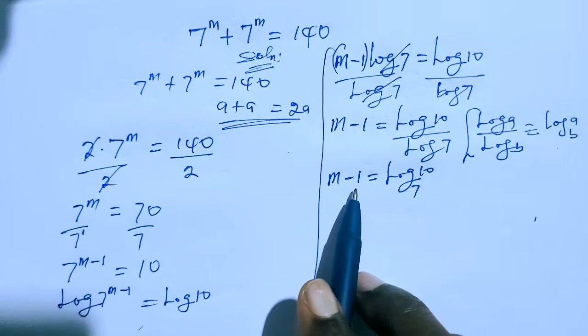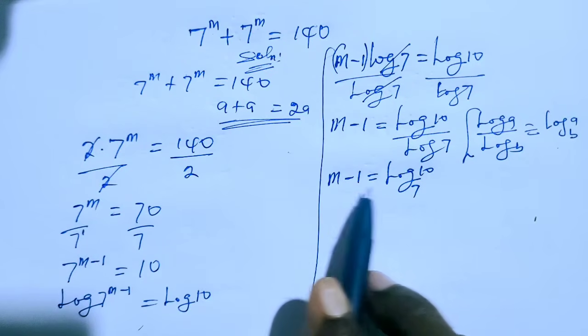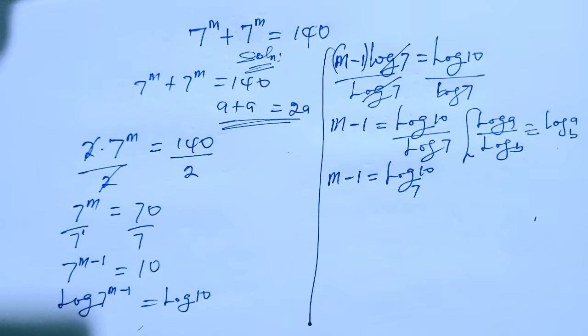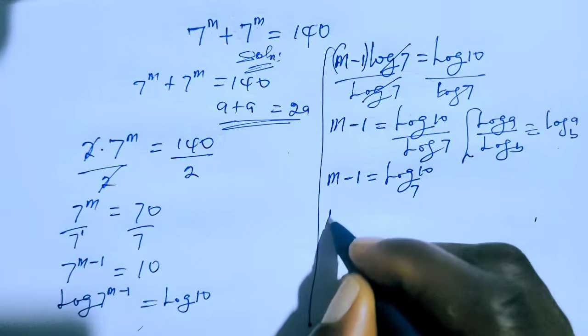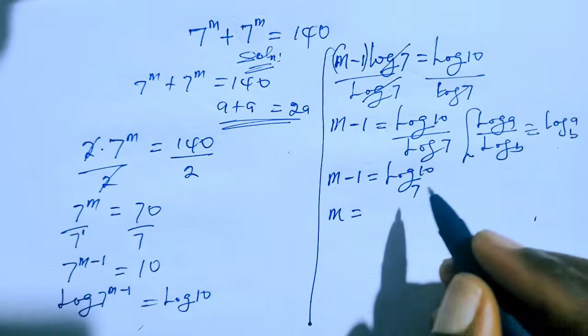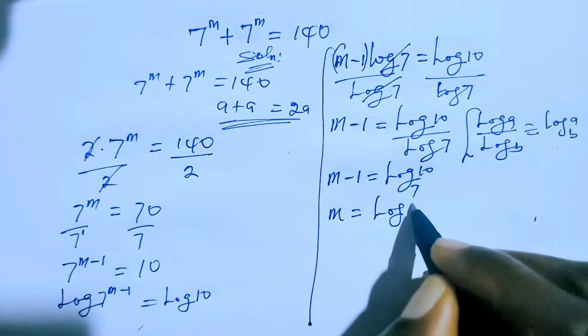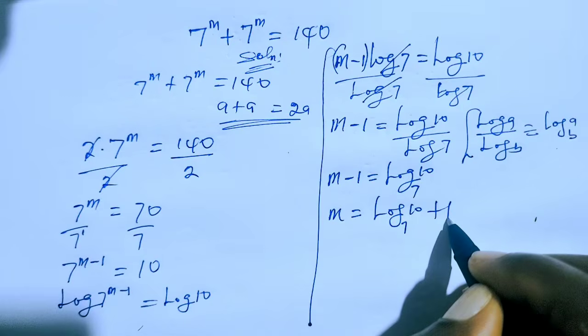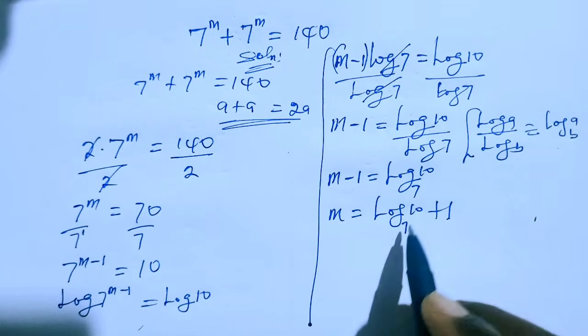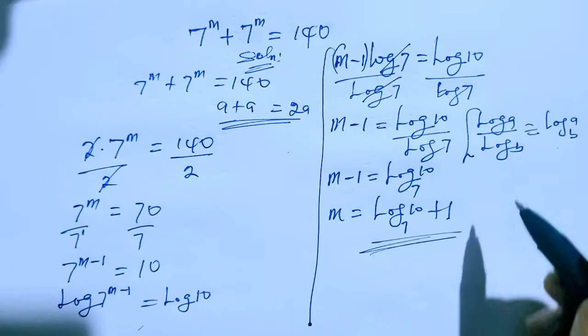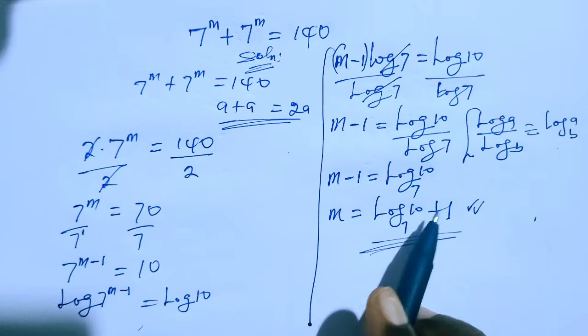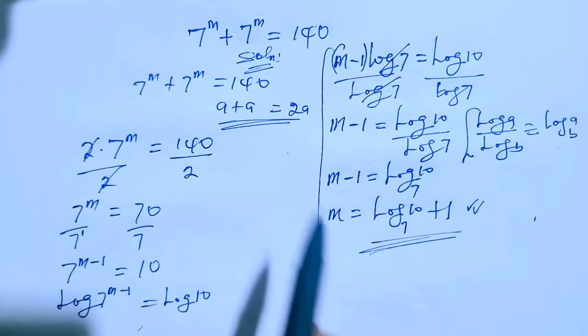Now we add 1 to both sides of the equation, collecting like terms, and in that case m equals log 10 base 7 plus 1. And this is the value of m that will satisfy this given equation.